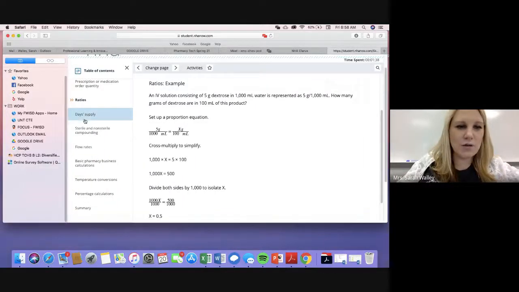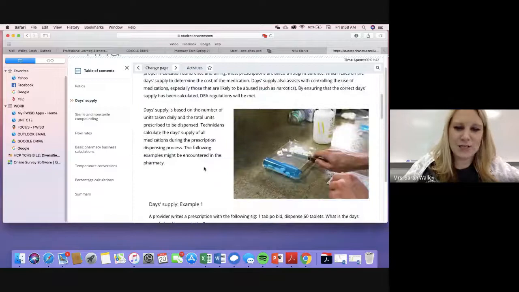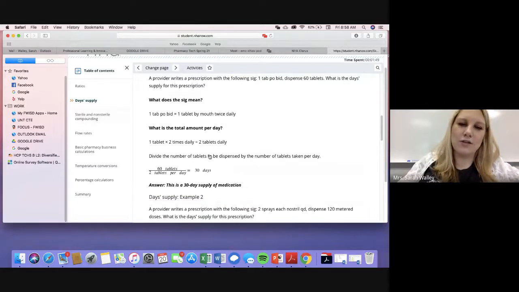And then you're just going to go through day supply. This is pretty easy. It's basically calculating how much you're going to need per day, and then how that translates to how much you need per month. So obviously, if you were to need 2 pills a day for 30 days, you'd need 60 pills total. Super easy stuff, not overcomplicated.